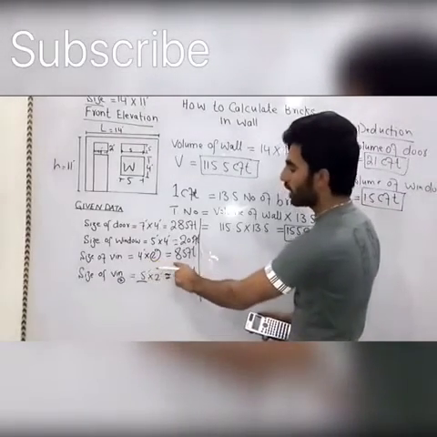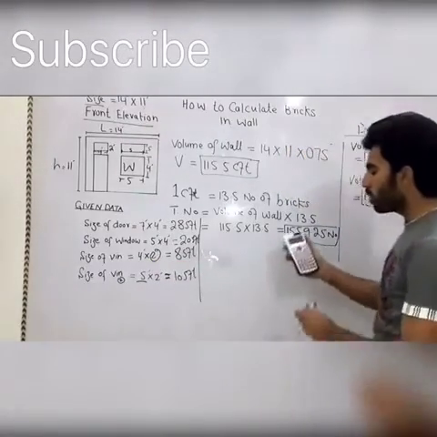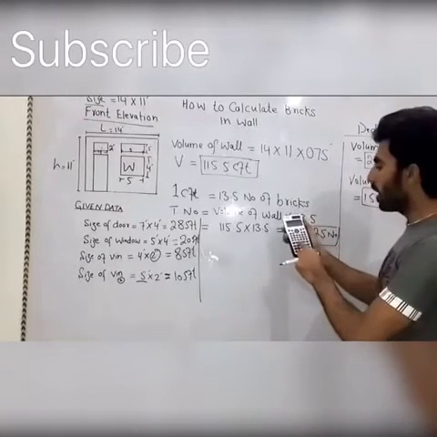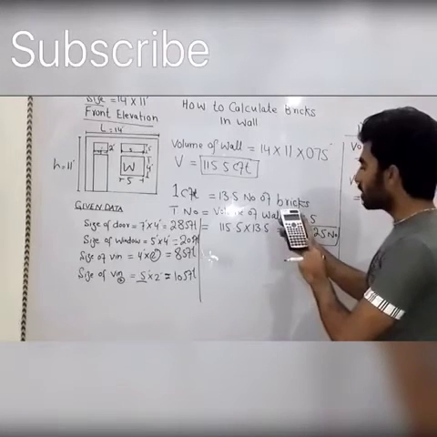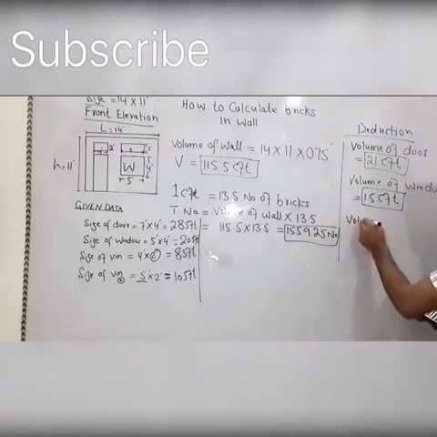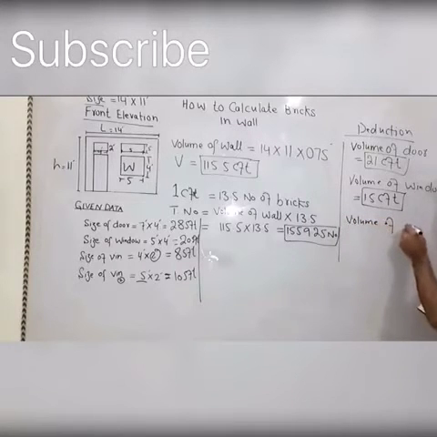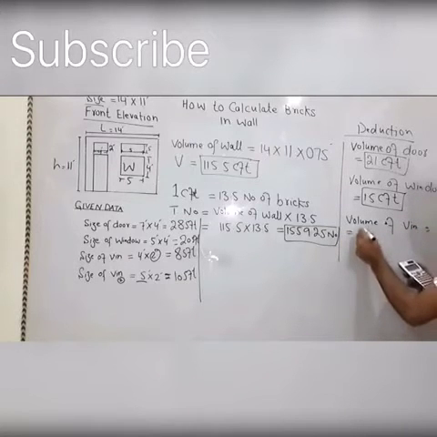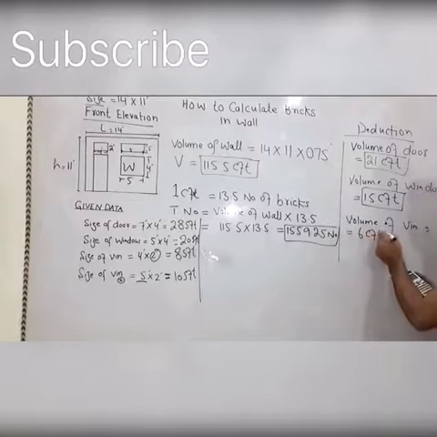Now the size of the ventilator is 8 square feet. So 8 square feet multiplied by 0.75 will give you the answer 6. Okay, so volume of ventilator, that will be what? 6 CFT, cubic feet.